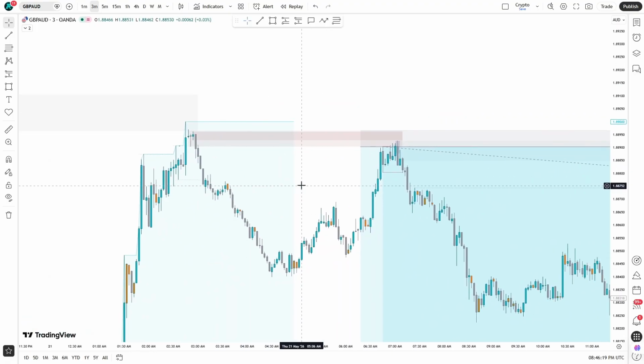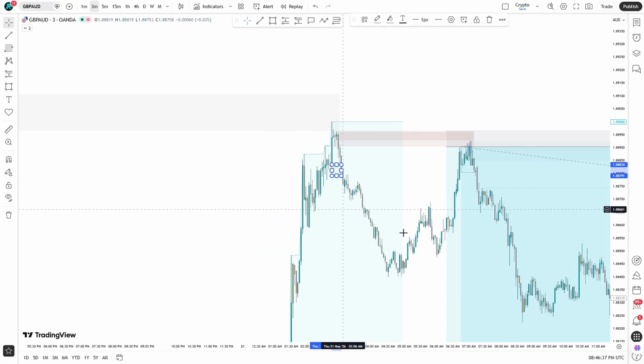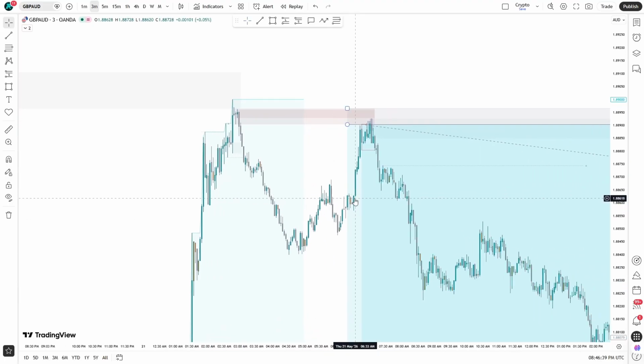So this is the 3 minute time frame. There's a demand zone here, a demand zone here which later failed the market. That on the 1 hour, on the 1 minute time frame, there's a demand zone which later failed. So this is the 1 hour.